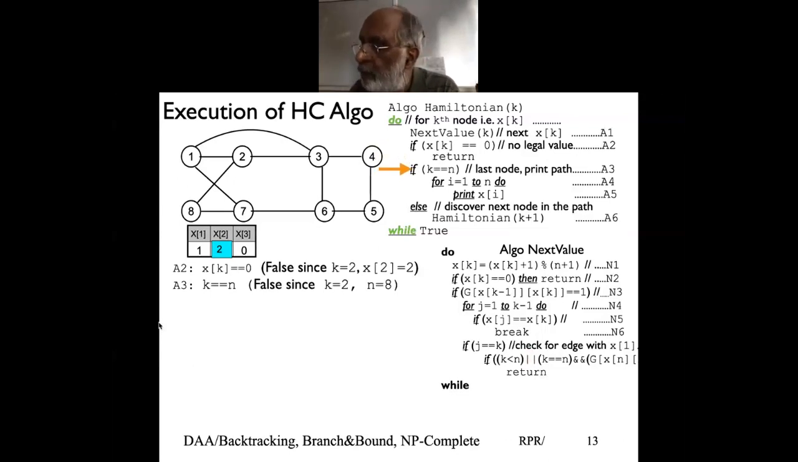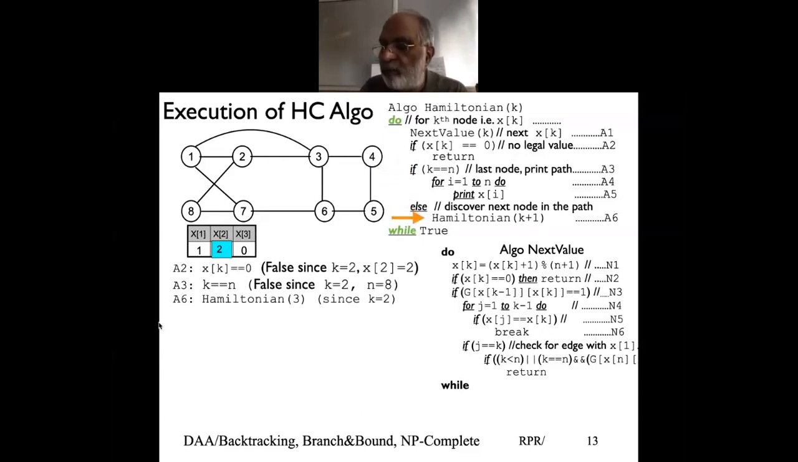Now we look at the Hamiltonian cycle. We check whether xk is equal to 0. No. For k is equal to 2, x2 was 2, so this is not true. Now go to the step called A3. Is k equal to n? k is 2, n is 8, so this is not the last node. So go further, come to else.